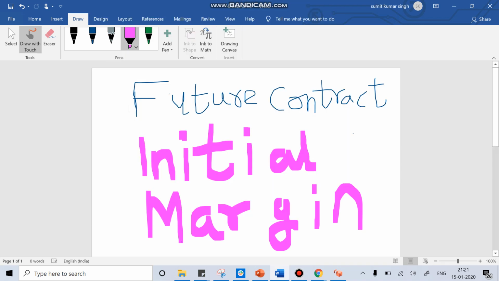So basically, when we talk about a futures contract, whenever the long and short position holders come to the exchange, there is an amount which is decided, and they have to pay that amount to the exchange at the beginning of the contract only. That amount is called the initial margin amount. Once the initial margin is deposited by both the long and short position holder, the contract starts. I hope you are understanding this.